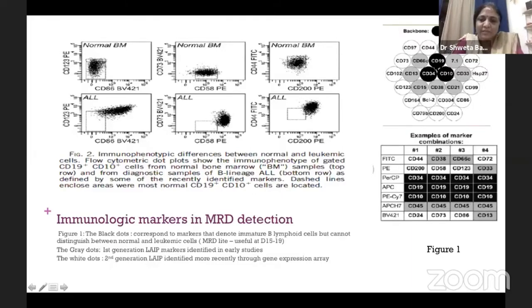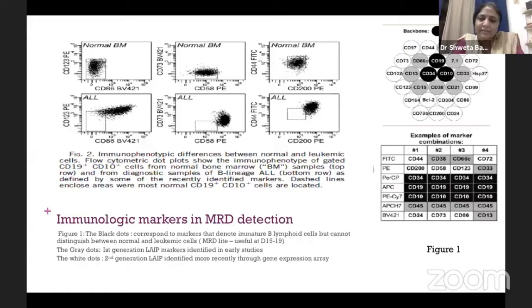Those markers which are written in black are actually the backbone of MRD detection. However, they are present in normal immature B lymphoid cells also. So if you use them only, it is difficult to do the MRD detection, but these can be robustly used if MRD detection is done at day 15 to day 90.